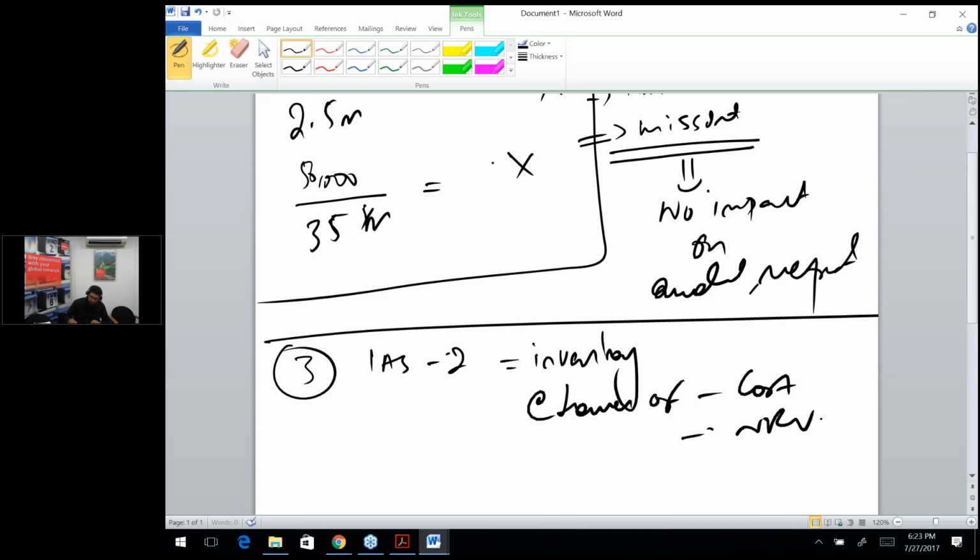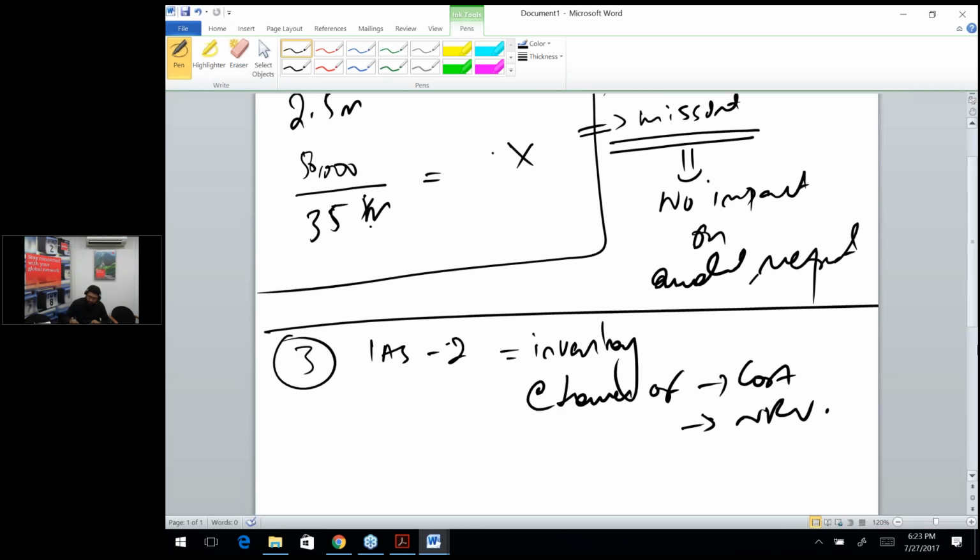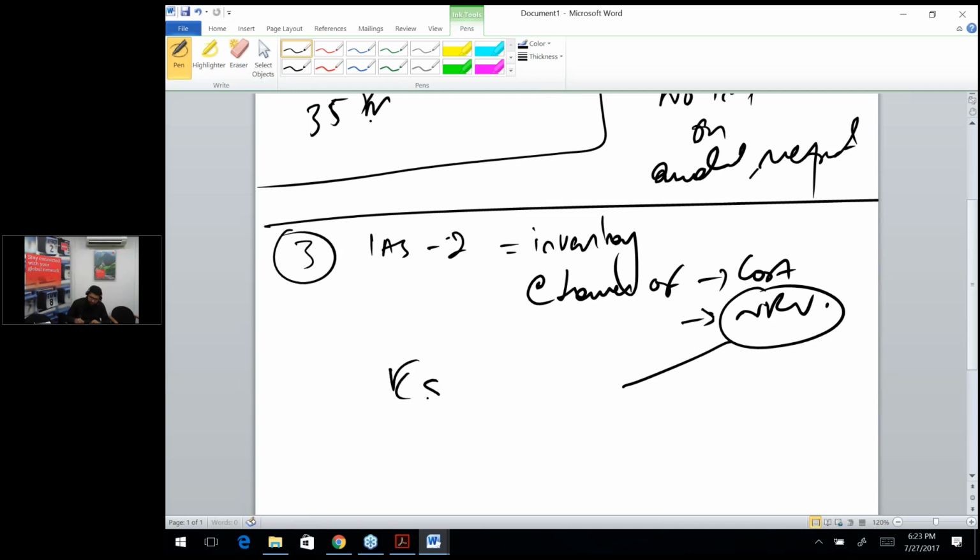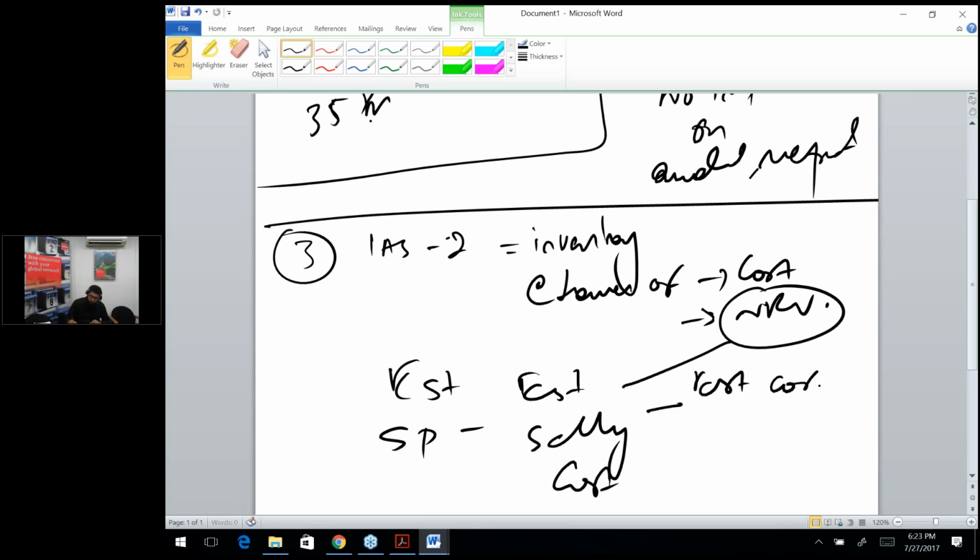cost or NRV. The NRV is basically the estimated selling price minus the estimated selling costs, minus the estimated cost to be incurred to bring it into saleable condition.